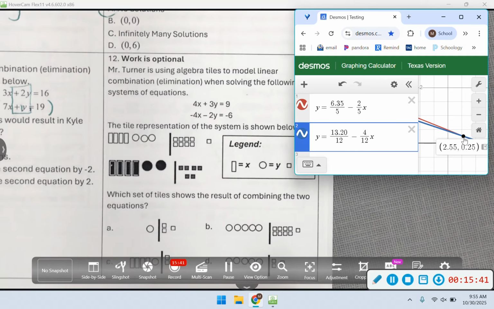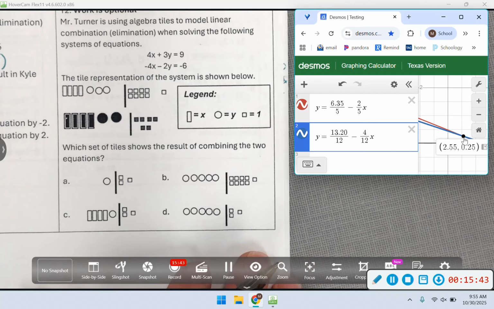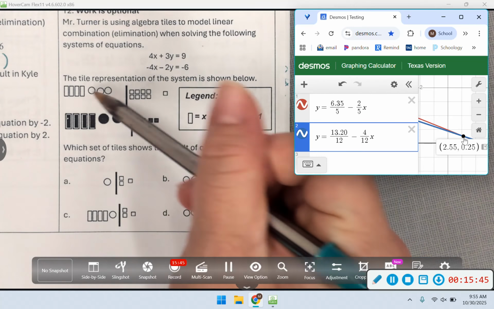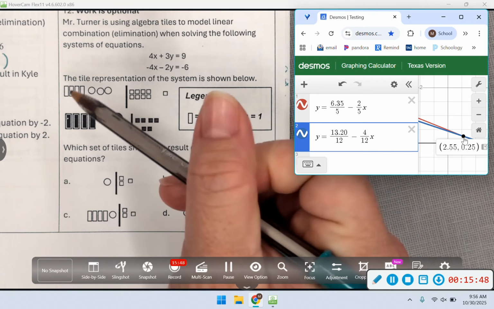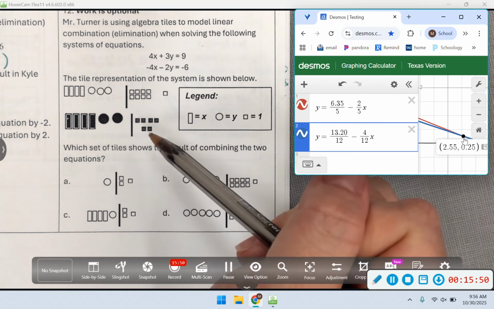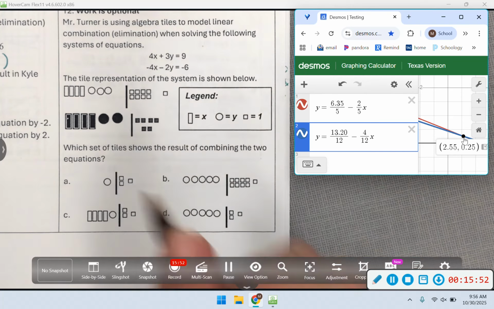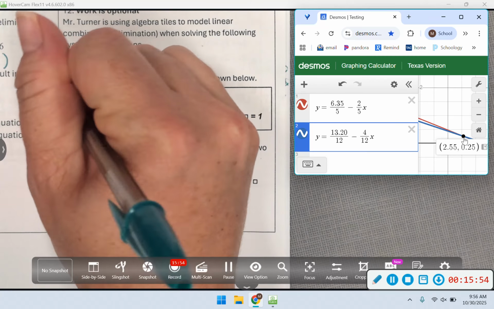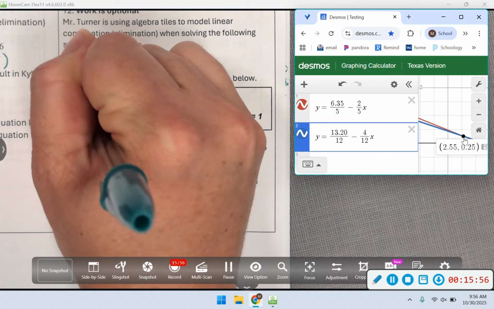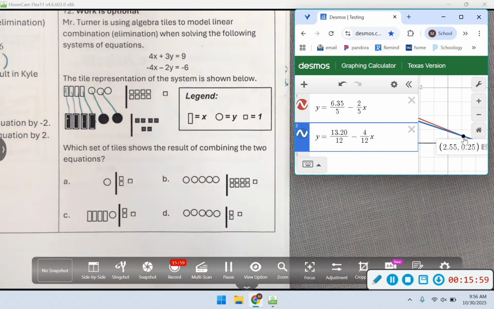Okay, number 12, this is the tiles that we've kind of talked about at the beginning. So just a reminder, the white boxes and circles and rectangles are positive and these are negative. So a positive and a negative cancel each other. So this one cancels this one. Cancel, cancel, cancel. This cancels, okay?